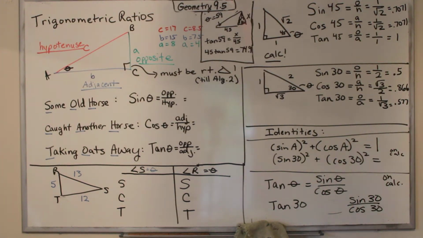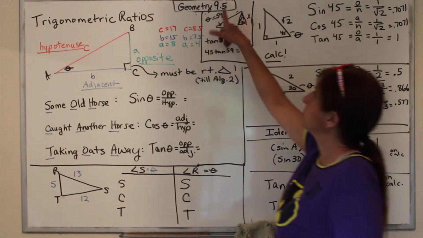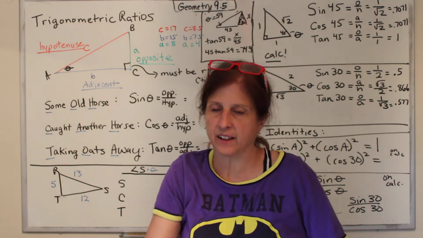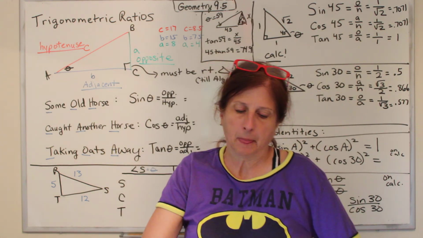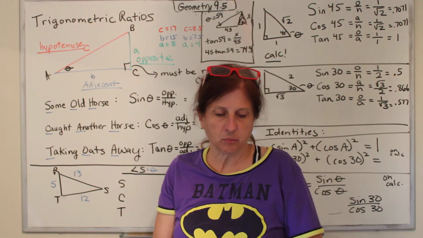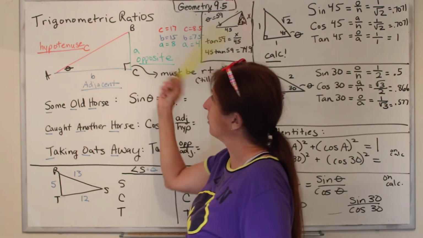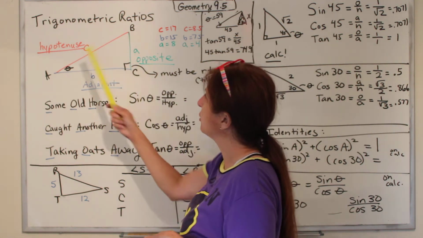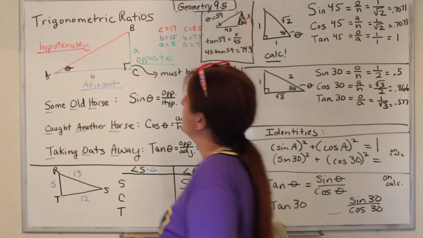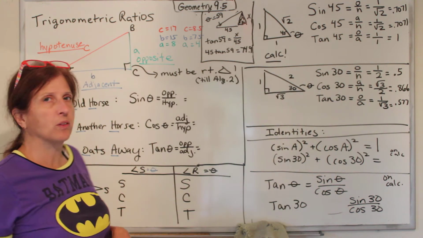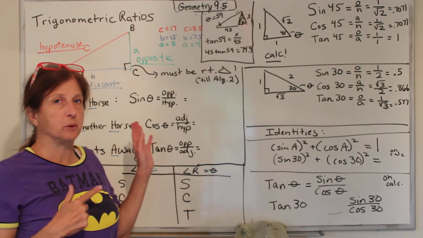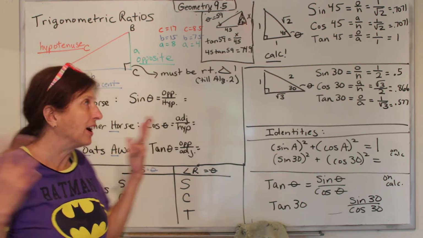Welcome back to Geometry Chapter 9, Section 5 in this book. But you don't have to have this book to understand that we're going to learn about trig ratios. There you go. I told you before that we didn't have to learn the special triangles because we were going to use trig. Today's the day you finally get to learn.